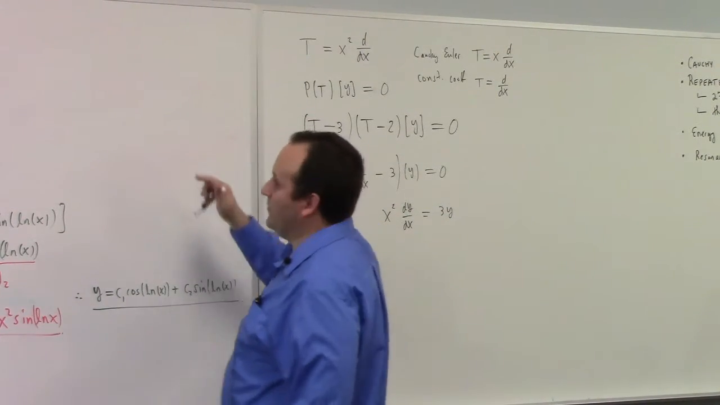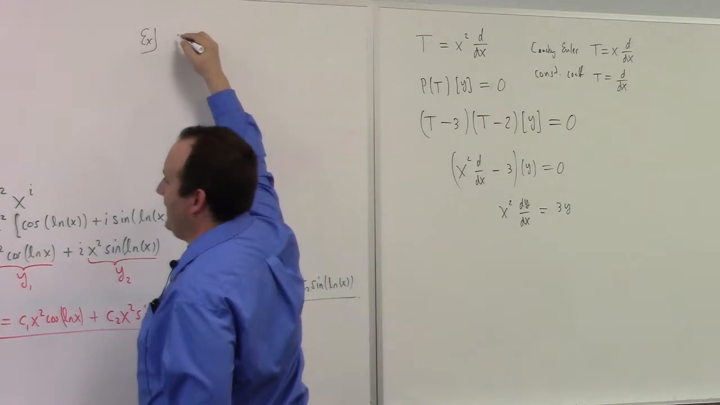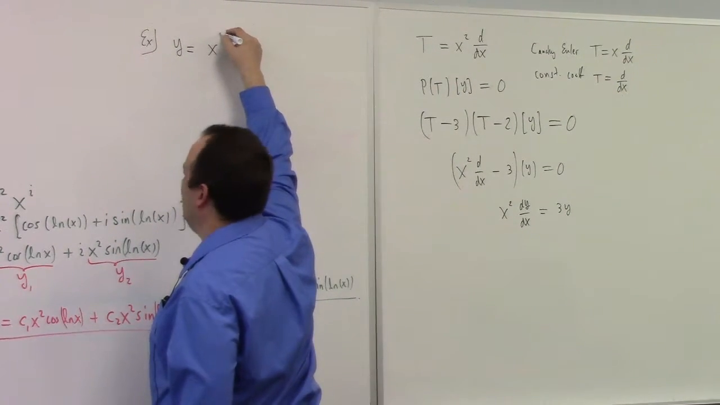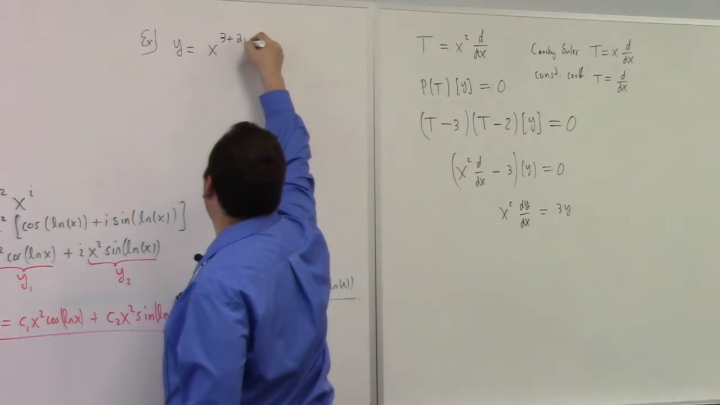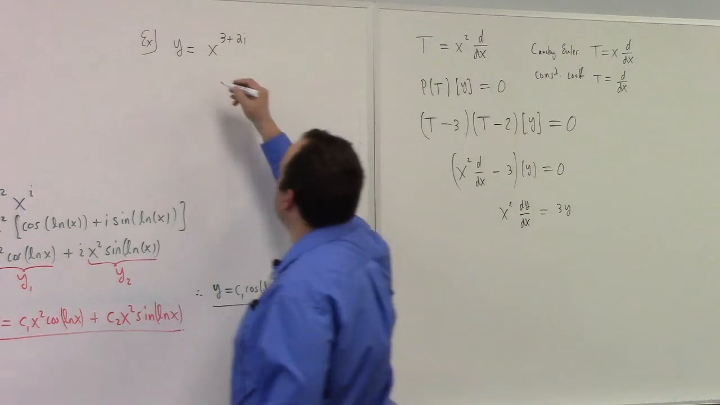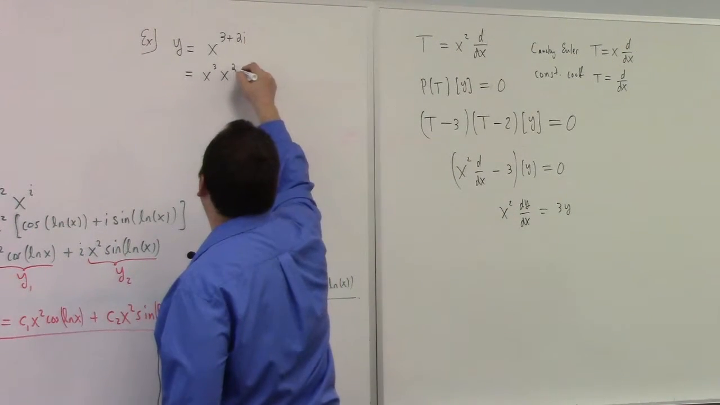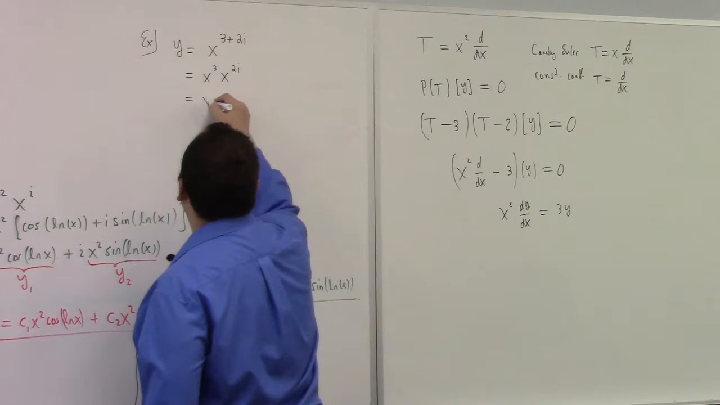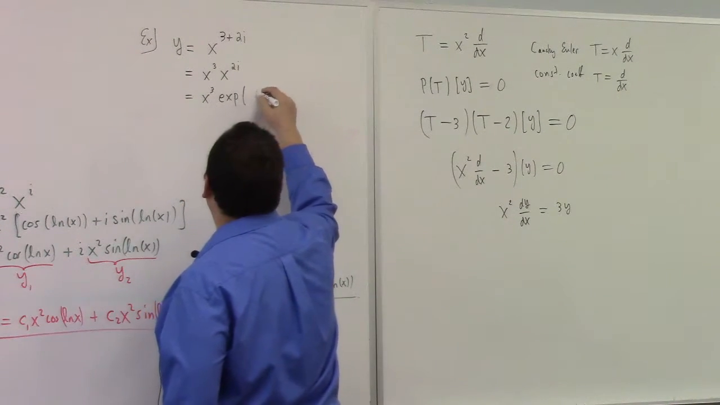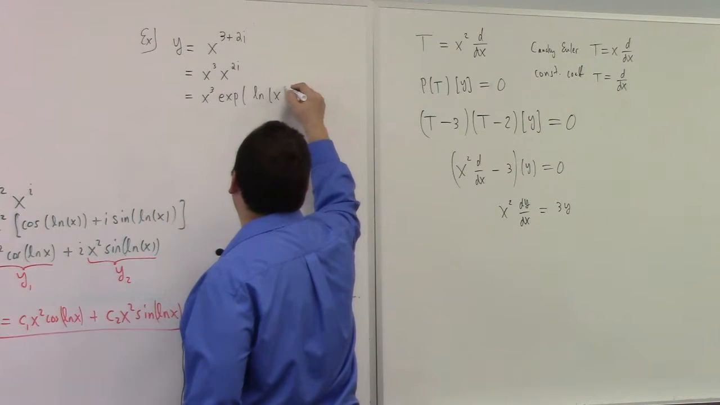Where was I? Oh, one more example, just to make sure we understand each other. What if I had y equals x to the 3 plus 2i? How would this work? You do x cubed times x to the 2i, right? And here, I'll put in my guiding heuristic. That's the exponential of the log of x to the 2i.